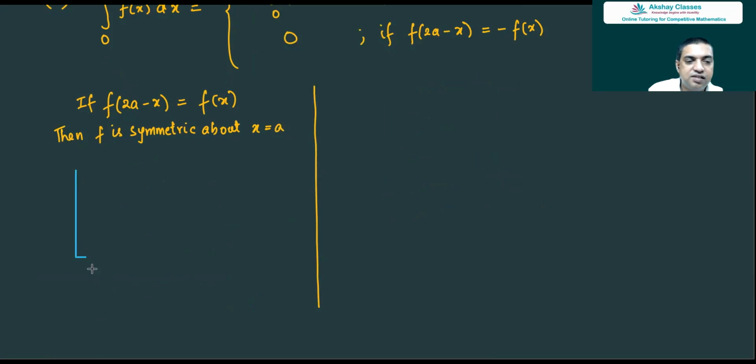So you can see this. Okay. So this is 0 to 2a. All right, 0 to 2a.